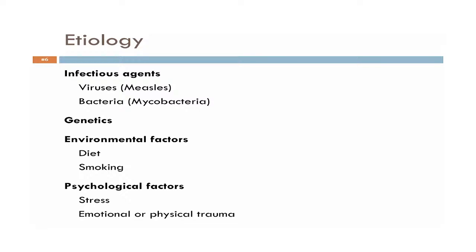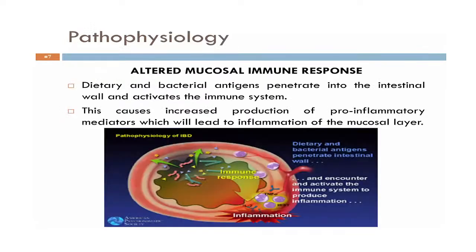Now etiology. As we know, multiple factors have been linked to the development of IBD. Infectious agents such as viruses, measles, mycobacteria, genetic factors, ethnicity plays an important role. Then environmental factors, diet, smoking, psychological factors, stress, emotional or physical trauma. Okay, pathophysiology.